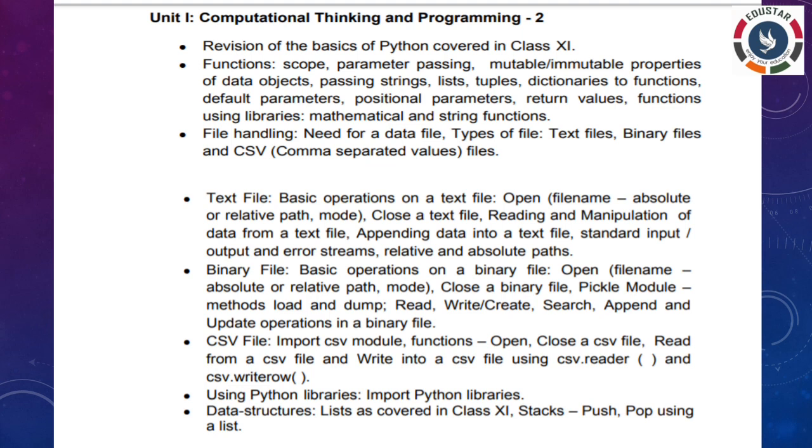So in that unit 1, what is the first concept? Revision of the basics of Python covered in class 1. So already we have revised the basic things about Python. And the second one: function scope, parameter passing, mutable, immutable properties of data objects, passing strings, list, tuples, dictionary to functions, default parameter, positional parameter, return values, functions using library, mathematical and string functions. So these also we already discussed, correct?